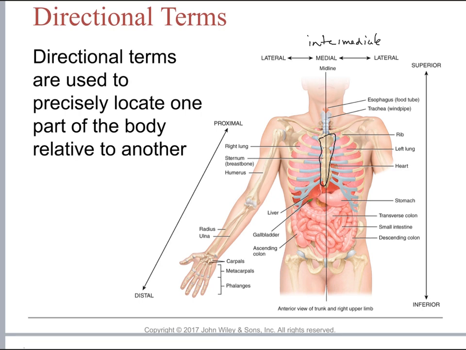For example, the abdominal aorta runs between both kidneys. So the aorta is what to the kidneys? We would say intermediate. The next one that's a little bit tricky are these, proximal and distal.